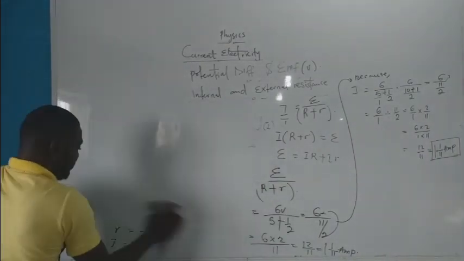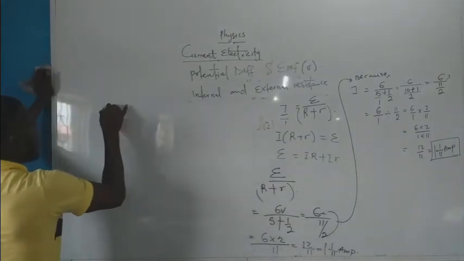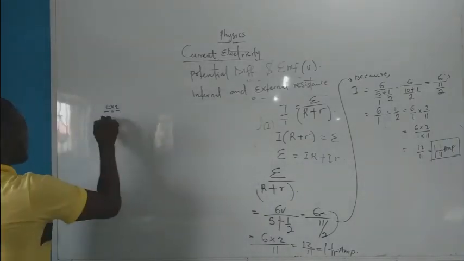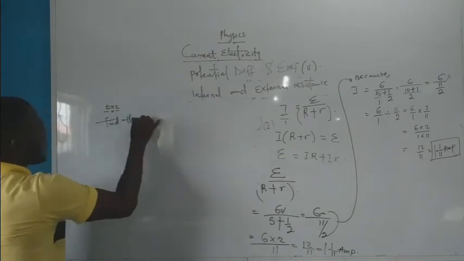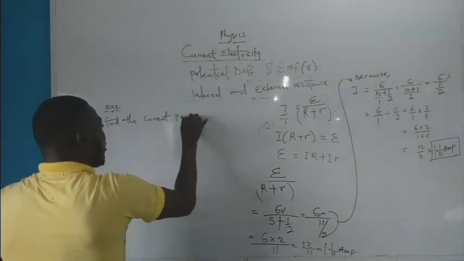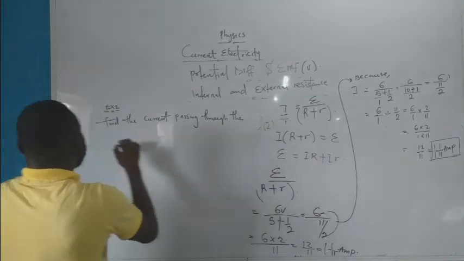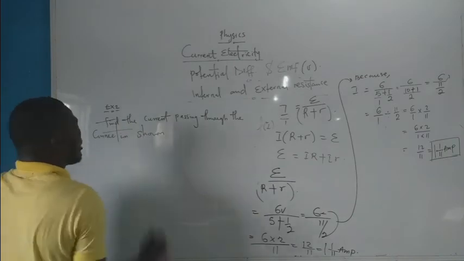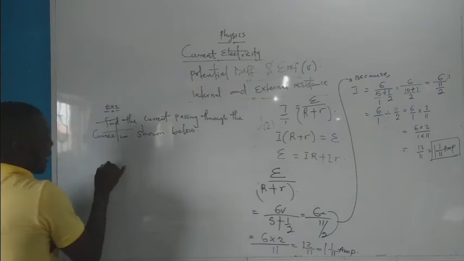So let's look at another question. That's example 2. Find the current passing through the connection shown below. Now look at the second connection.